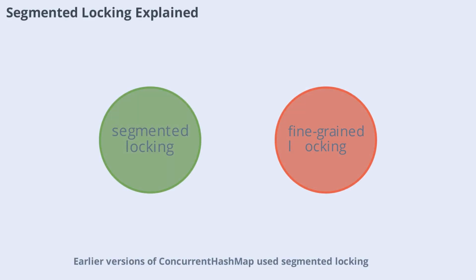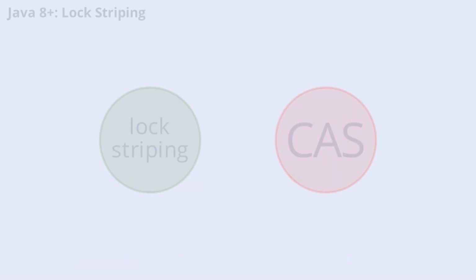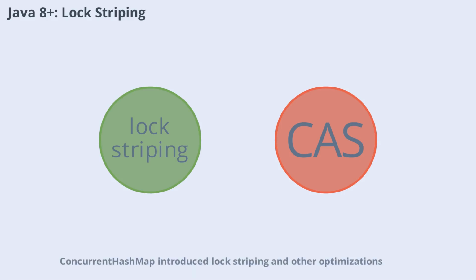Earlier versions of ConcurrentHashMap used segmented locking, dividing the map into multiple segments, each with its own lock. This allowed threads to operate on different segments in parallel, reducing contention and improving throughput. While Java 8 and later versions have moved away from strict segmentation, the principle of fine-grained locking remains central to its design. With Java 8 and beyond, ConcurrentHashMap introduced lock striping and other optimizations.